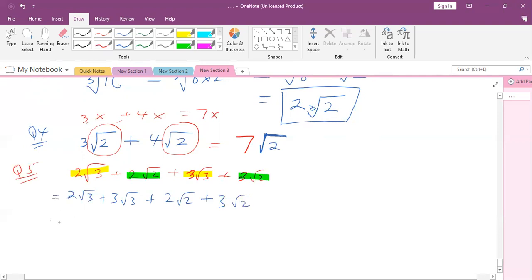Now, if we add this together, this is 5 root 3 plus 5 root 2. So add the coefficients: 2 and 3, that's 5, and keep the common radical. 2 plus 3 is 5, with the common radical. So this will be your answer for a question like this.